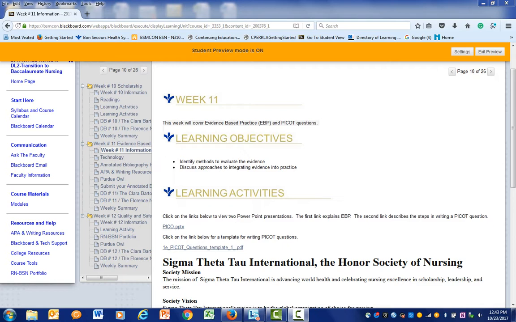So our learning objectives for this week are to evaluate evidence and discuss approaches to integrating evidence into practice.